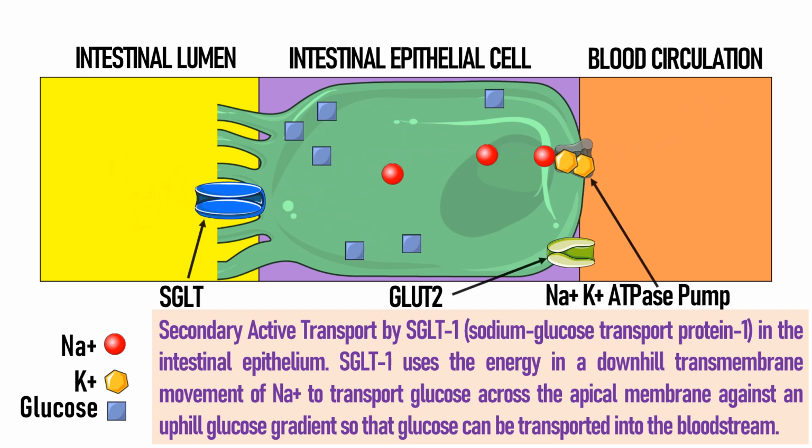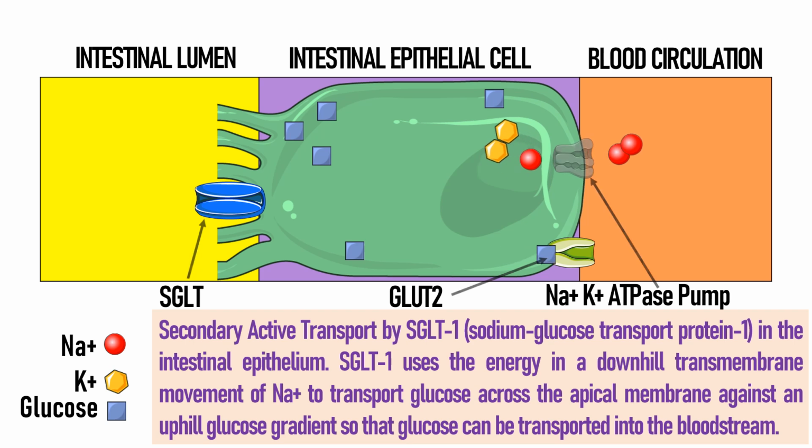Once inside the intestinal epithelial cell, glucose then flows through another transporter known as GLUT2, which is located on the basolateral aspect of the cell as shown here. By flowing passively through GLUT2, glucose enters the bloodstream. In this way, glucose is absorbed from the intestinal lumen into the bloodstream, and energy is indirectly required for this process because the sodium pump uses energy derived from the hydrolysis of ATP. Absorption of galactose is also by the same process.